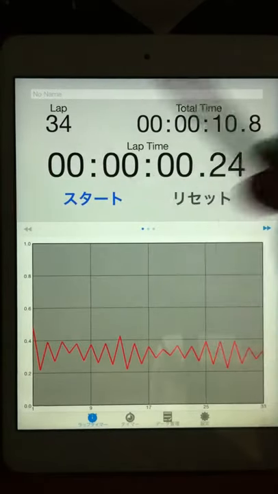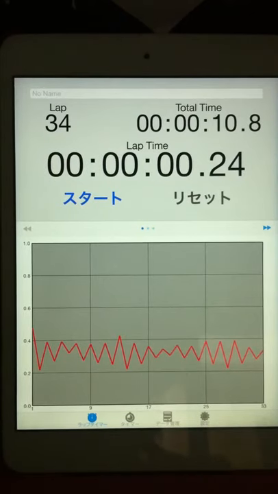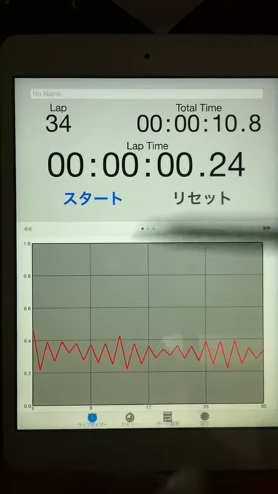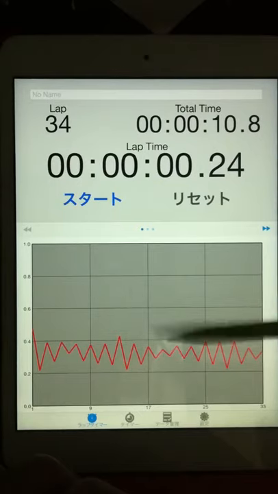Today tempo is 108. Divided by 3, 4 multiplied by 2 equals 6.4, 0.64 second for one beat. Today very normal.